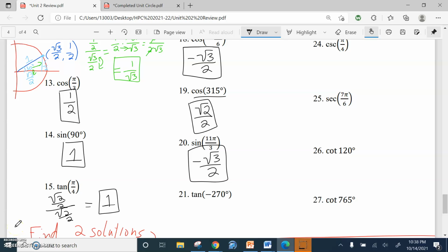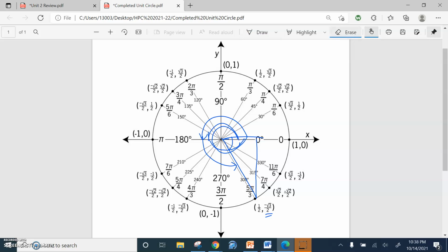Okay, rolling through. Next video here, we've got Unit 2 review number 21 through hopefully 27 at least. That'll end this segment. So as we look at 21, tangent of negative 270, what we're looking for is, number one, to make sure we're drawing this 270 degrees backwards. So that's negative 90, negative 180, negative 270.